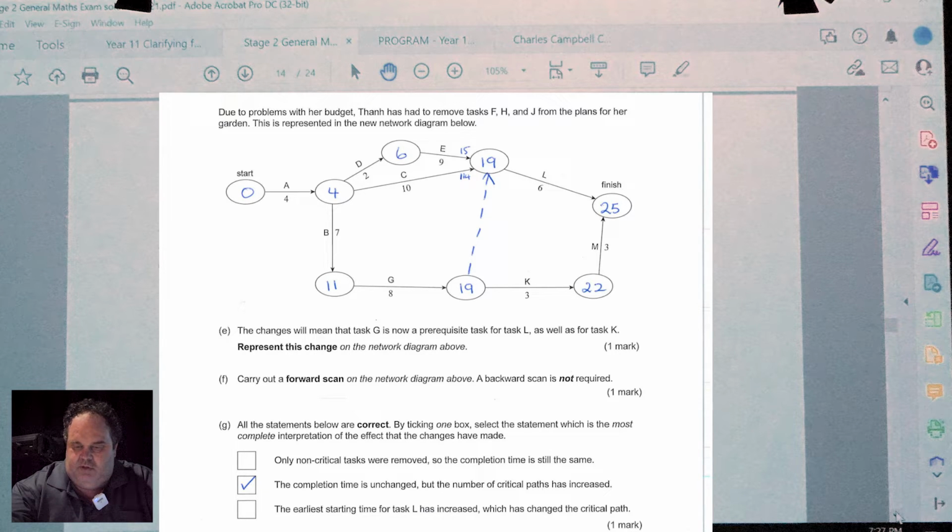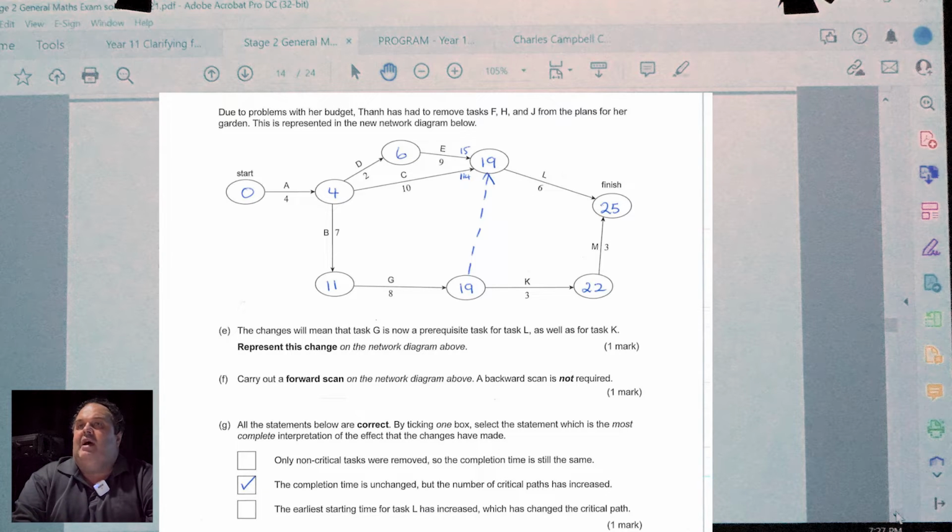Might do this for this one. Is that still okay? Hopefully okay to see. The reason we're making it a little bit smaller is because all of them refer to this network here. They made some changes. They took out some paths and they had this new path that G is now prerequisite for L.